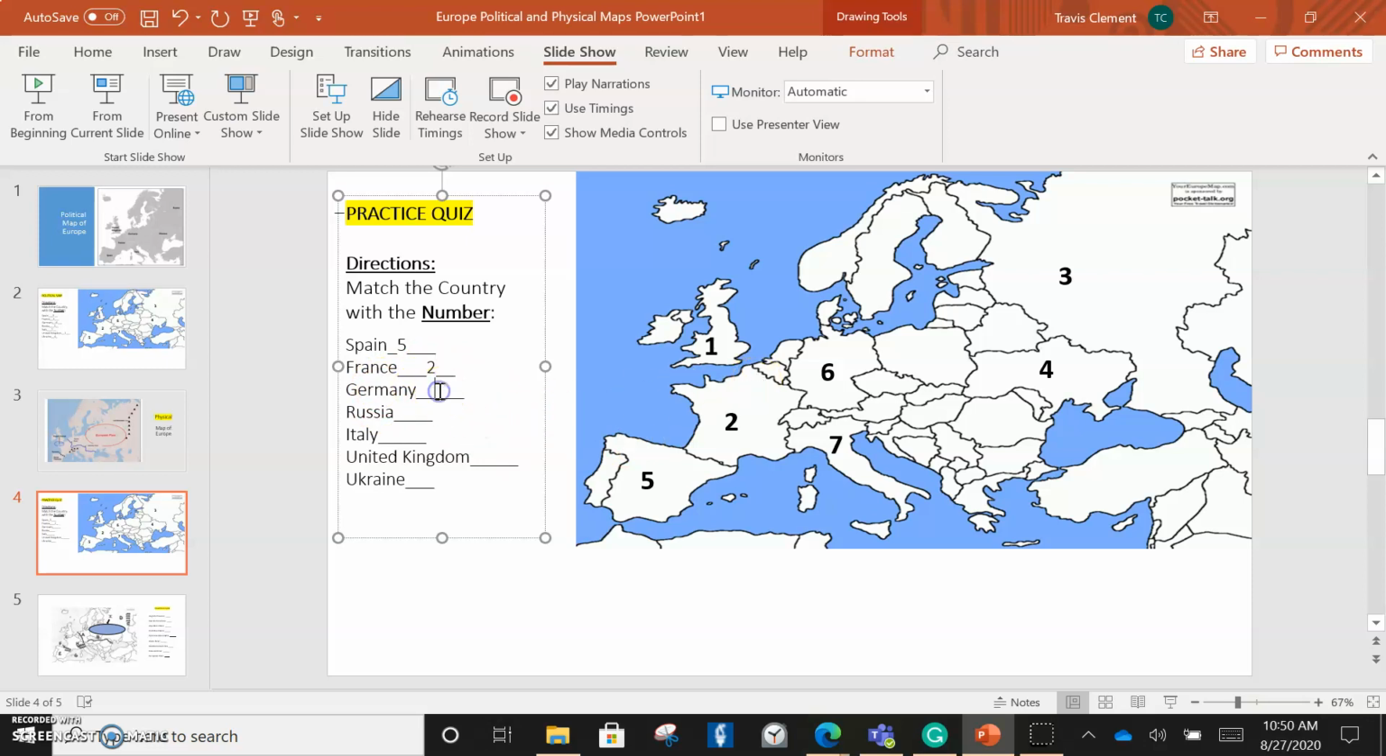Germany, 6. Russia, I know this is the largest country in the world, 3. Italy, number 7, shaped like a boot. United Kingdom is 1, it's made up of 4 countries. And Ukraine is 4, which is south of Russia.